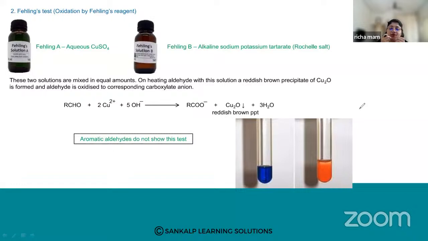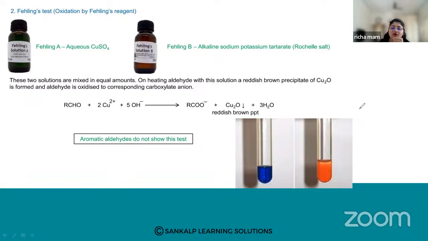And the second one was the Wolff-Kishner reduction reaction. In that, aldehydes and ketones we treat with hydrazine, and we get a hydrazone. This hydrazone we heat in the presence of ethylene glycol and potassium hydroxide, and we get a hydrocarbon. So this also we have seen.